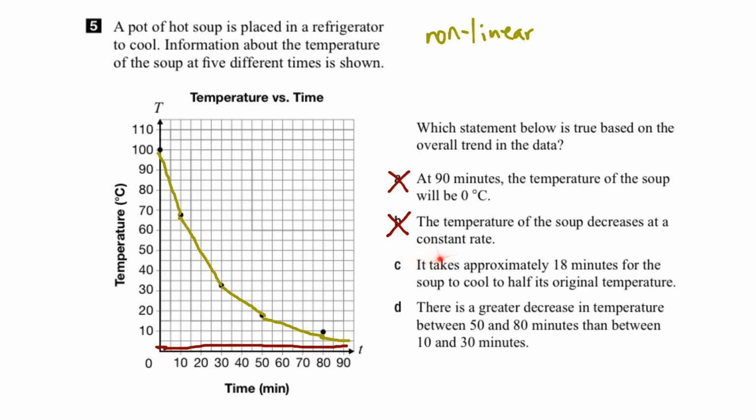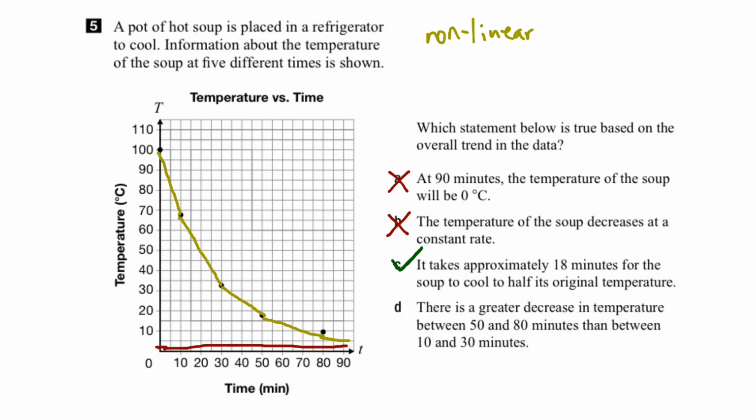Okay, let's take a look at C. It takes approximately 18 minutes for the soup to cool to half its original temperature. Well, its original temperature is 100 degrees Celsius, so half its original would be 50 degrees Celsius. And let's go over to our curve and see how long that takes. So we look over here and you can see it's just shy of 20 minutes. It cools to half its original temperature. So that's probably true. Yeah, it's about half its original temperature after about 18 minutes.